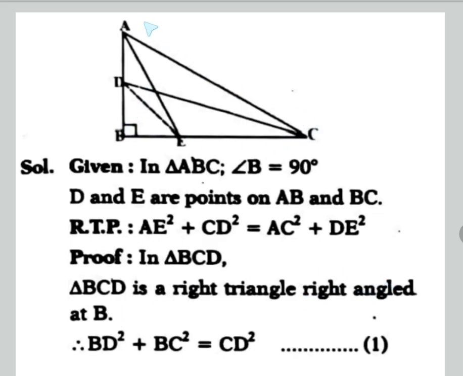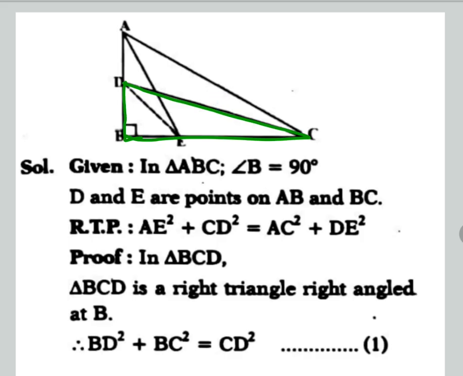This triangle BCD is a right angle triangle at B. But we know that BD square plus BC square is equal to CD square, because here is the right angle and CD is the hypotenuse.